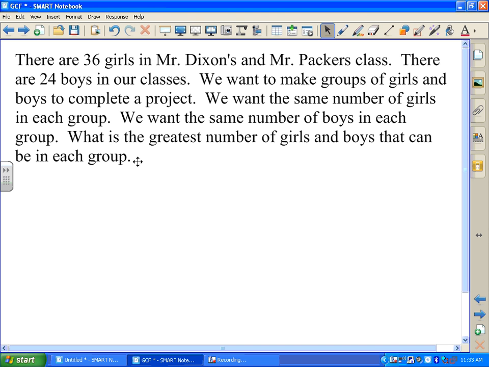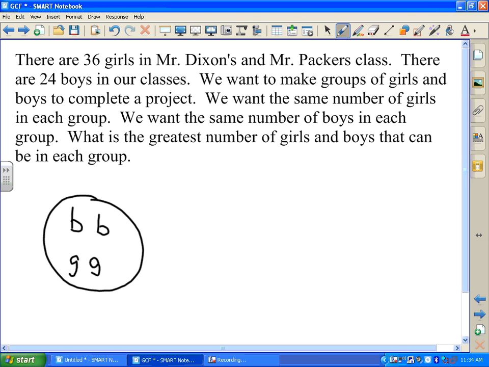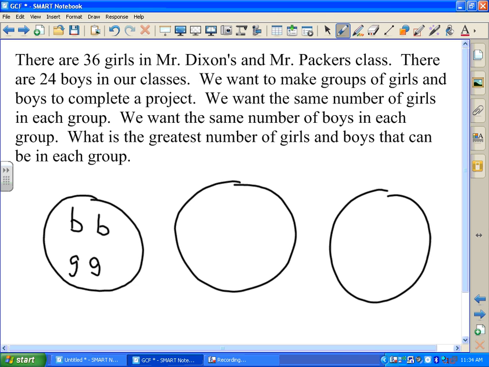Okay, so now let's just. What is the biggest number of girls and boys. Okay, so here would be one group of students. Now here, I would have boys and I would have girls in the same group. You guys understand that from the context of the problem? And then here would be the second group, and here would be the third group, and it would keep going on, right, until I ran out of students.